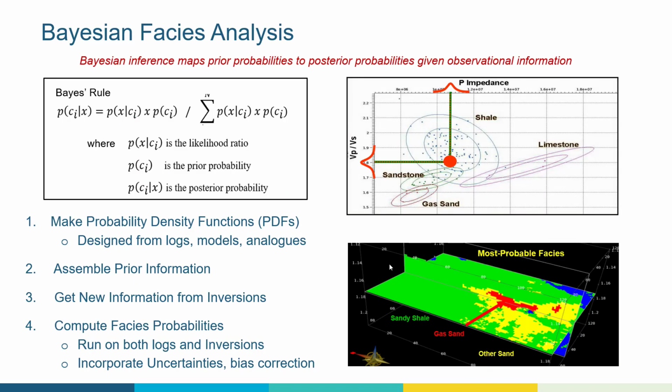So let's just look at Bayesian Facies analysis. In the upper left-hand corner, you've got the familiar Bayes rule, which is the product of the likelihood ratio and prior probabilities normalized, so that the sum of the probabilities is equal to 1. On the right-hand side, we see part of the design procedure. In this particular case, we're interested in VPVS and P impedance, and the facies appear to be sandstone, gas sand, shale, and limestone.